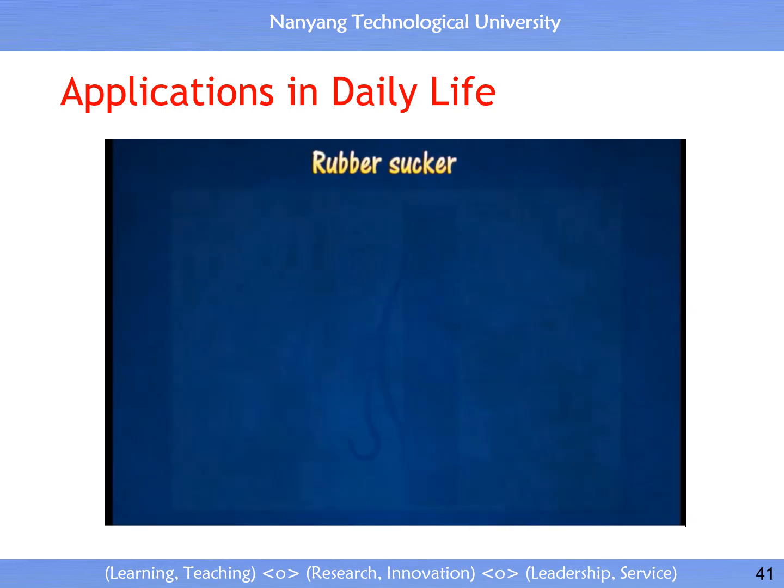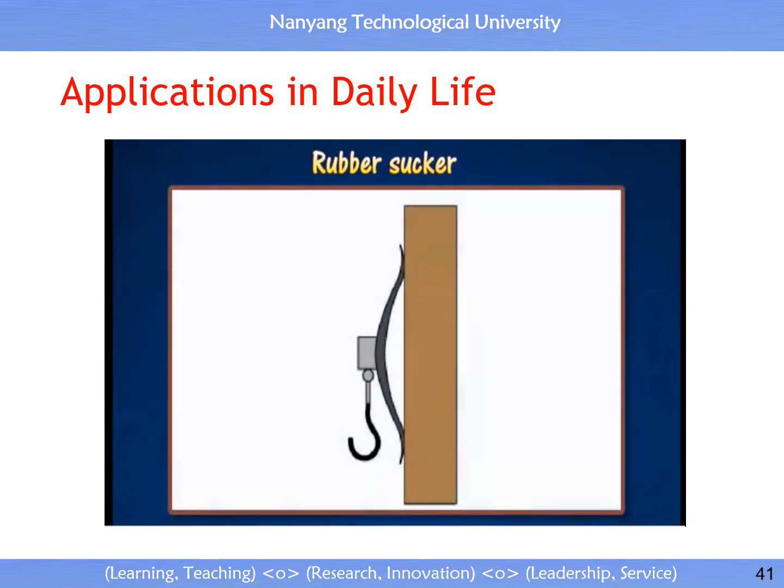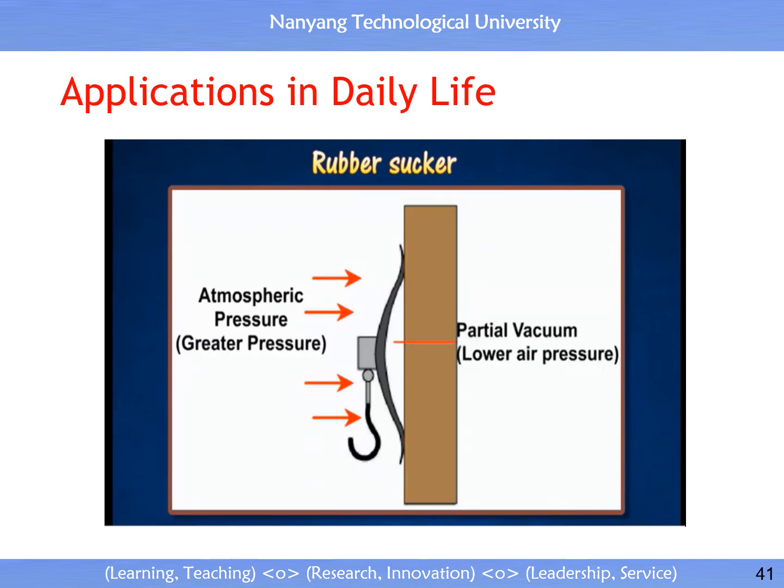A rubber sucker is a rubber cup that can be made to stick onto a smooth wall such as glass or tiled wall. The rubber cup is made airtight by wetting its rim, before pressing it against the wall to create a partial vacuum by driving the air out. The higher external atmospheric pressure outside presses down on the sucker, and makes it stick firmly to the wall.